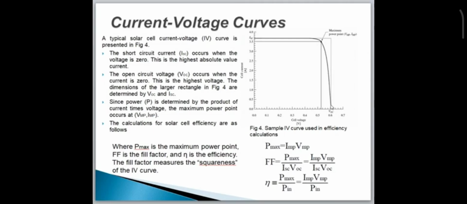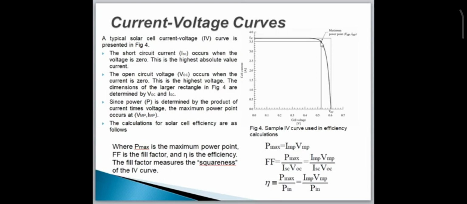Next is the open circuit voltage. VOC is the open circuit voltage that occurs when the current is zero. At that point, the value of the current is zero. This is the highest voltage. The dimensions of the large rectangle in figure 4 are determined by the open circuit voltage and the short circuit current. Since power is determined by the product of current and voltage, the maximum power point occurs at this point. When the power is maximum, that is the maximum power voltage and the maximum power current.